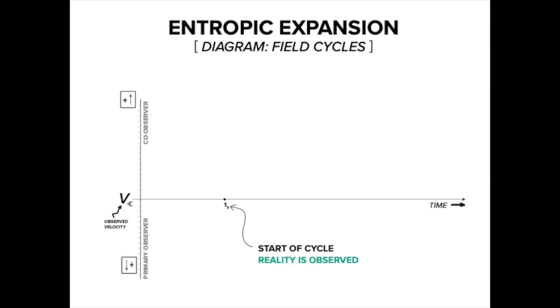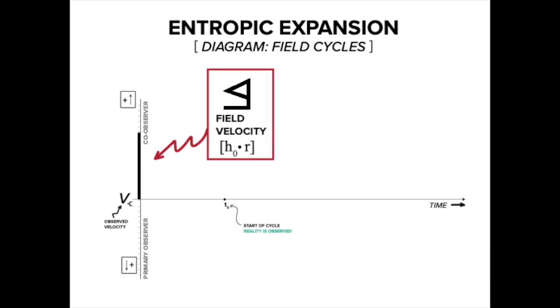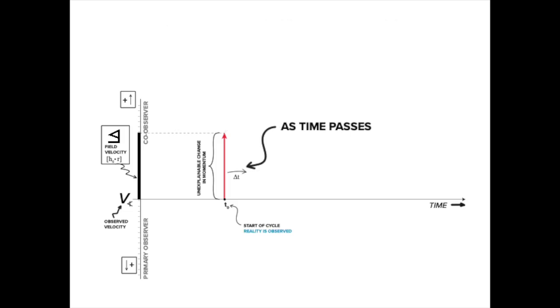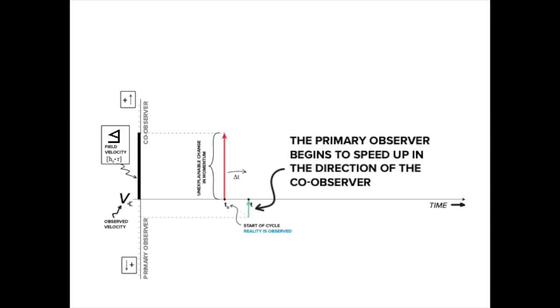Initially, the primary observer observes the co-observer to be at rest. Instantaneously, at time t0, the system observes the scalar field. The primary observer witnesses an unexplainable increase in the momentum of the co-observer. To reconstruct its observed reality, the primary observer begins to accelerate toward the co-observer.